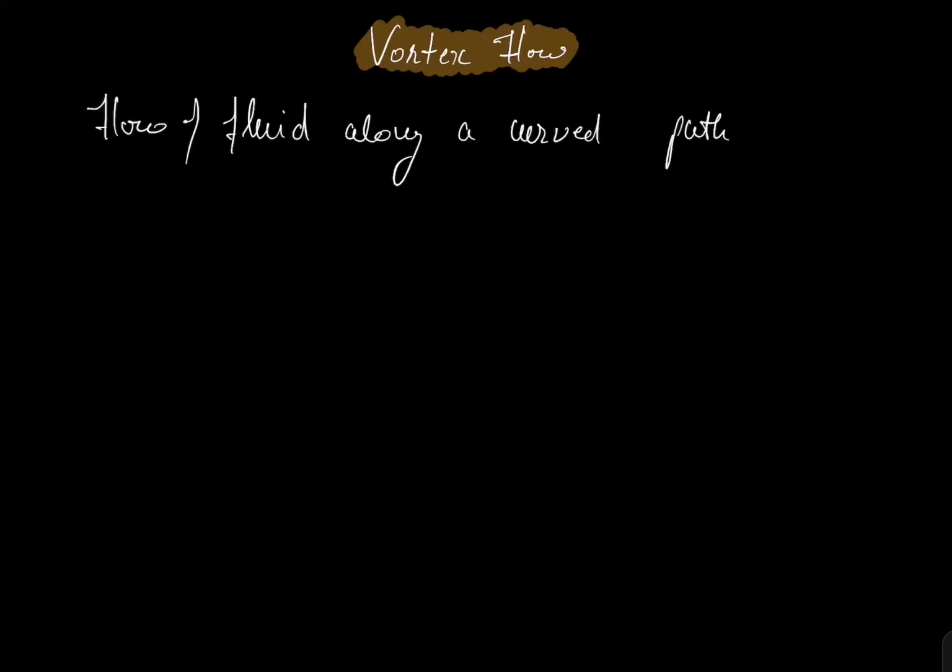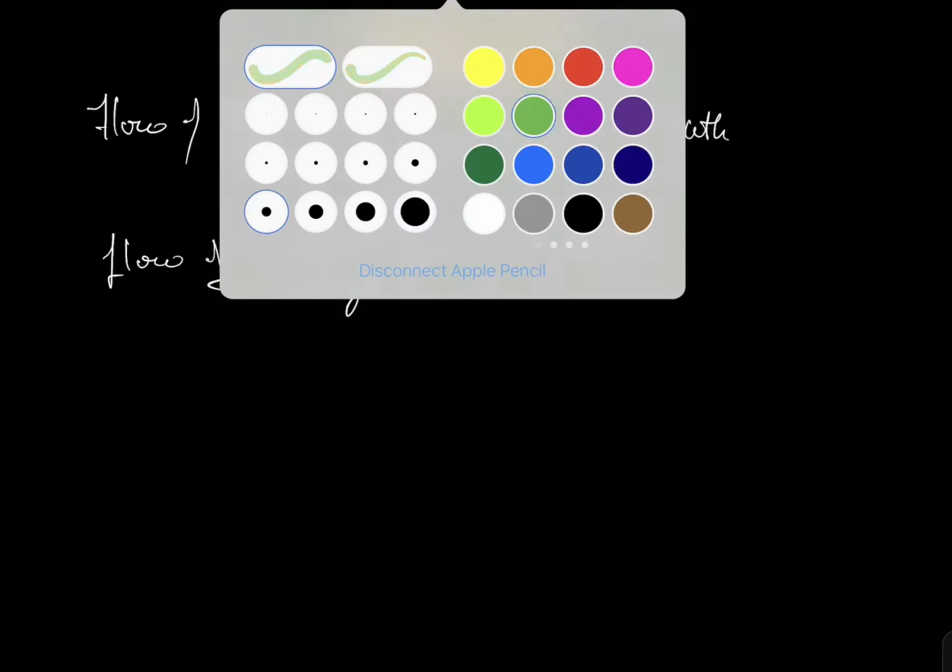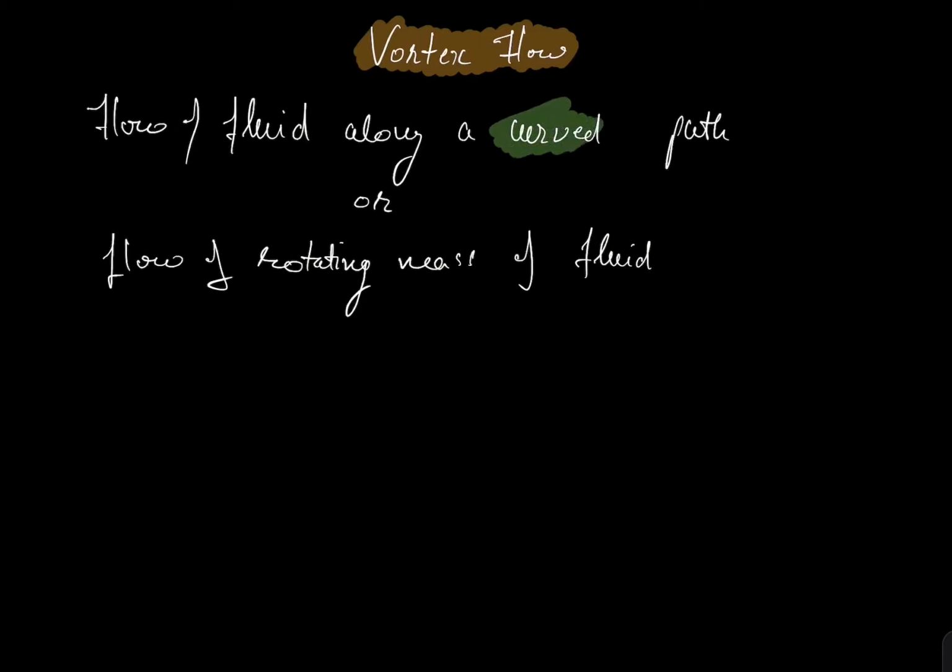What is vortex flow? First of all, it is a flow of fluid along a curved path, right? Or we can say flow of rotating mass of fluid. Flow of rotating mass of fluid, right? These terms are important here. Here are curved path and rotating mass.